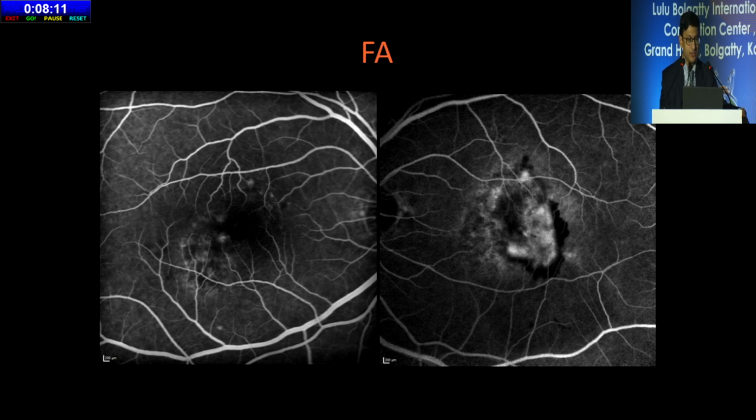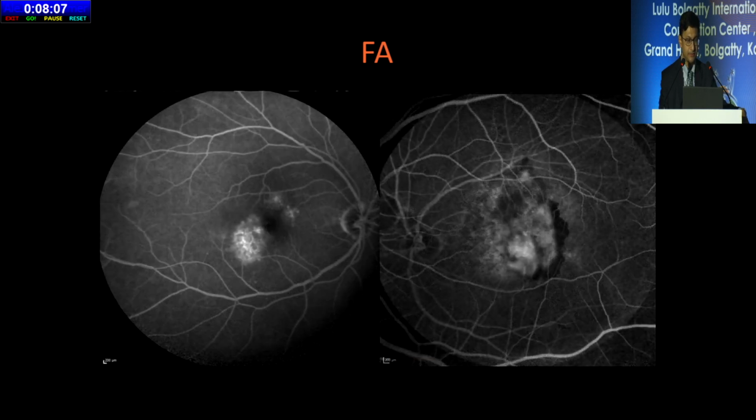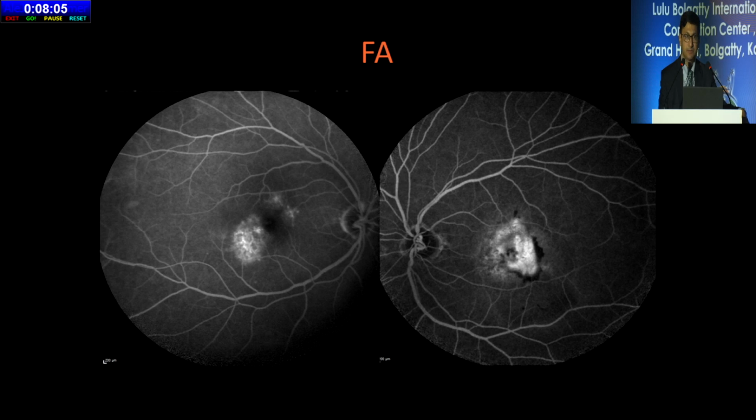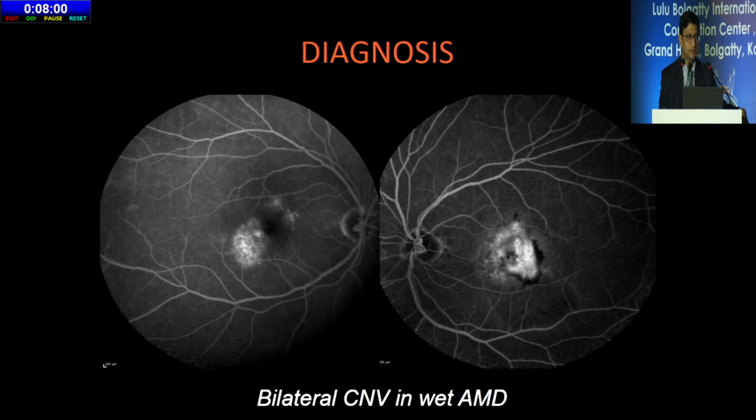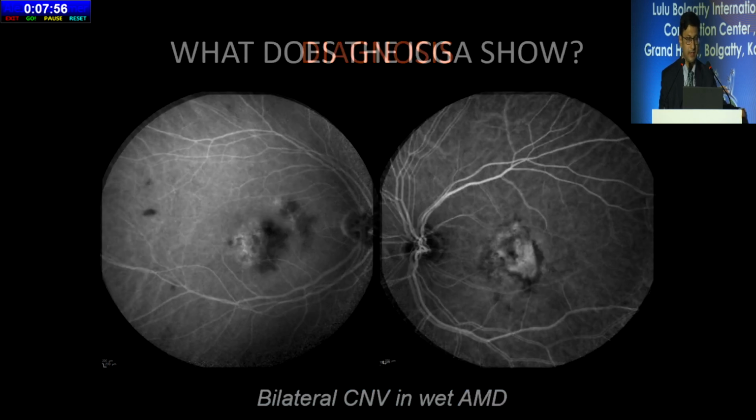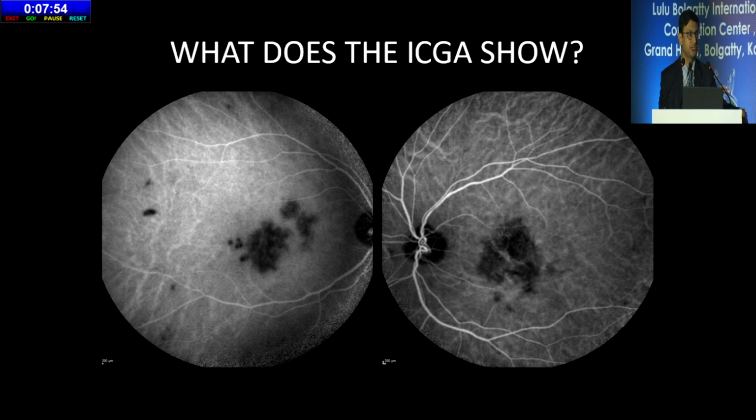And remember, in all classic cases of type 2 CNV where you have a subretinal membrane, you must always consider a secondary cause. So if you look at this patient, this is the fluorescein. It's not much contributory. There is leakage. This is because of the choroidal neovascularization. So the diagnosis, of course, like I said, will be very simple: bilateral CNV in wet AMD. But what does the ICG show here? The ICG shows that there is hypoperfusion in the macula in both the eyes.